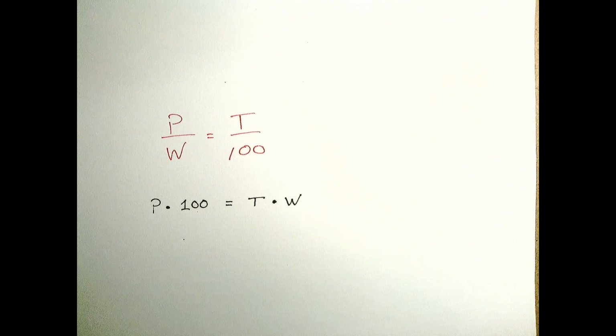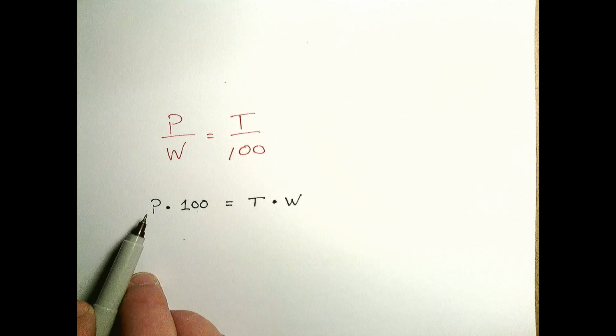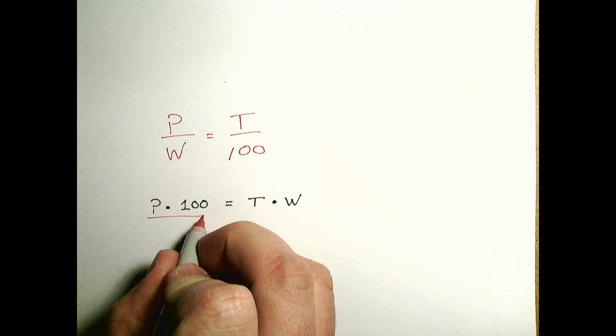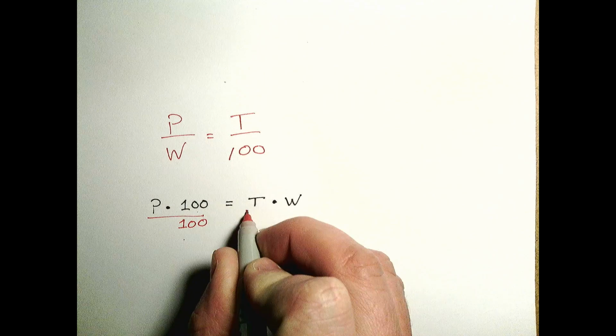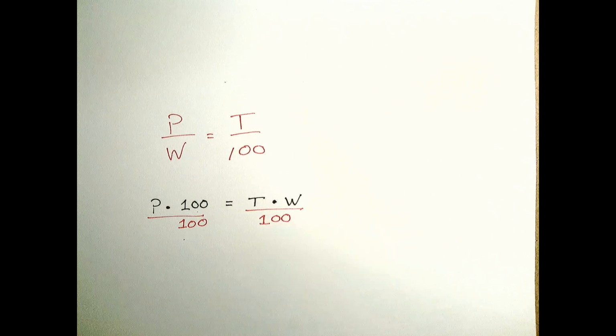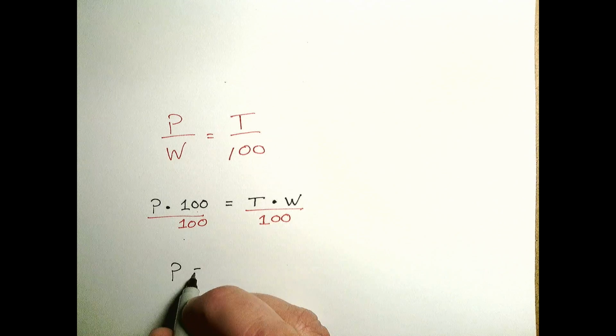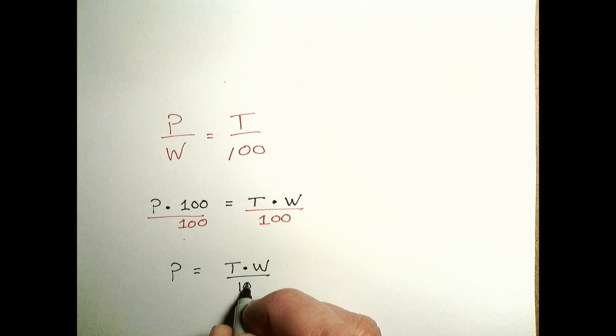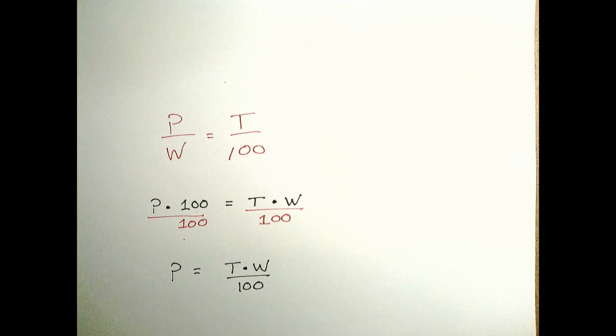The first thing I want to start with is I can use this setup to find an equation for P, for T, and W. So let's say I wanted to get P by itself. What would I do to both sides? I'd divide by 100. Okay, so now I have, in essence, P equals T times W over 100. There's my equation for the part.